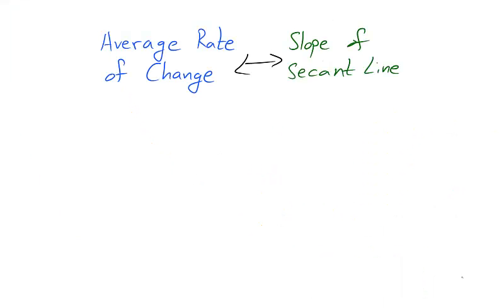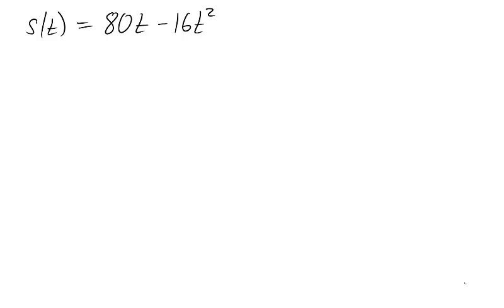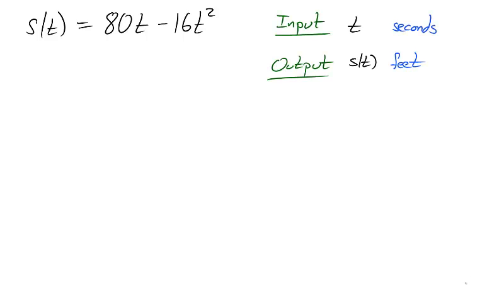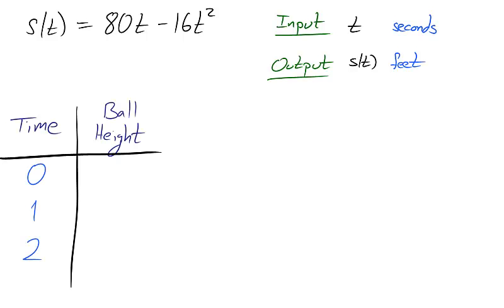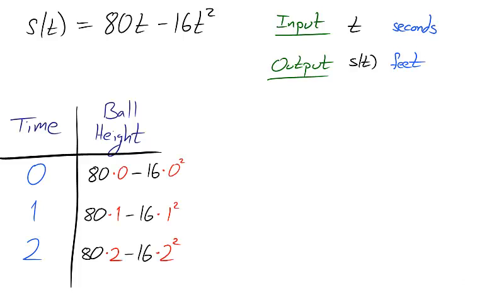We've now connected secant lines to an average, but why does the word average appear in average rate of change? We can best answer this question with an example. Suppose s represents the height of a ball in feet once it has been launched at time t equals 0. And suppose the function s has input t, which is measured in seconds, and outputs s of t, which is measured in feet. Let's calculate the ball height 0, 1, and 2 seconds after it has been thrown. Plug the t values into s, and we find that at 0 seconds the ball has a height of 0 feet, at 1 second 64 feet, and at 2 seconds 96 feet.